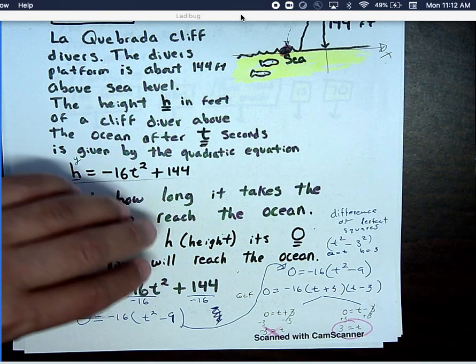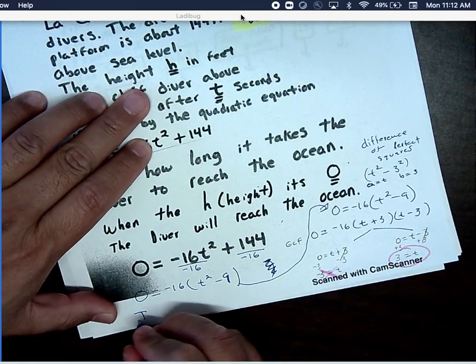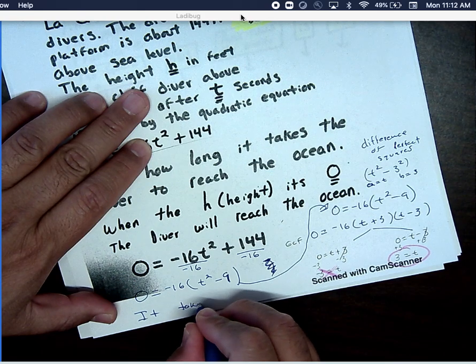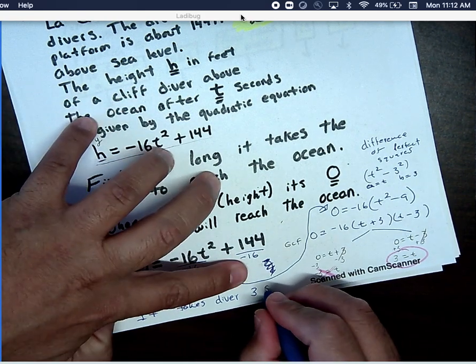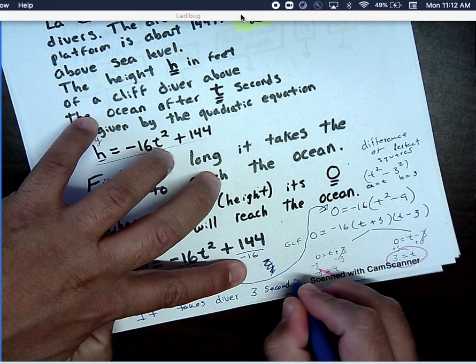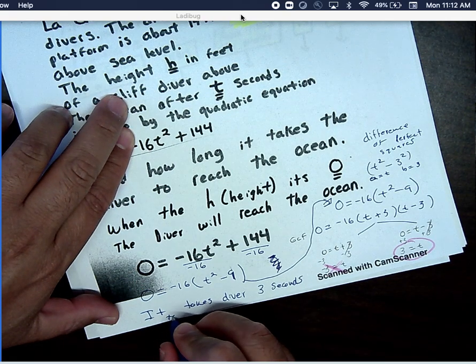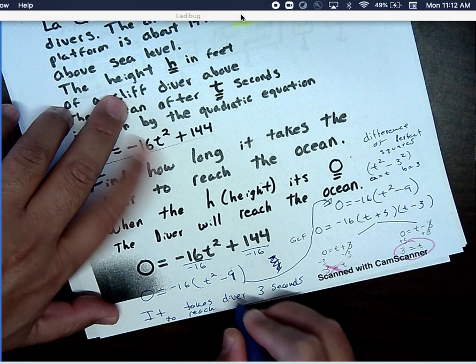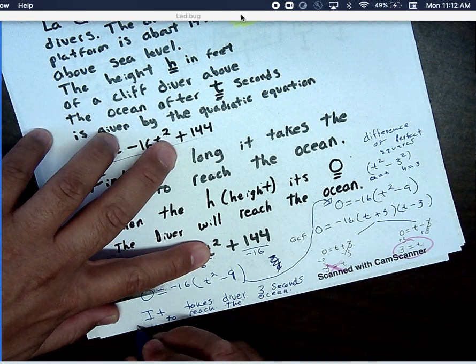So the final answer would be: it takes the diver 3 seconds to reach the ocean. So that would be the answer.